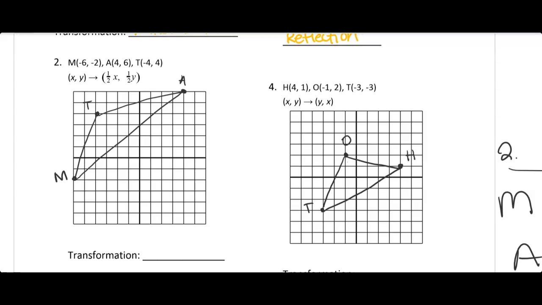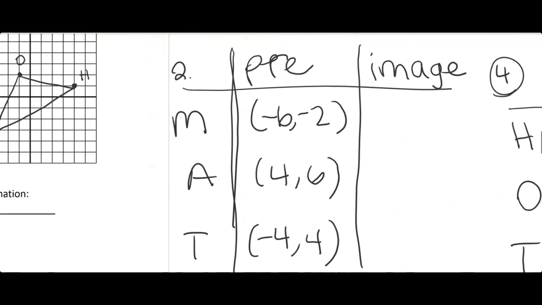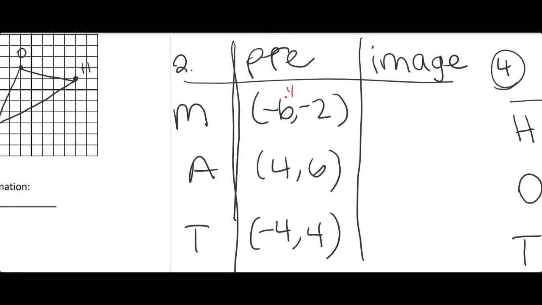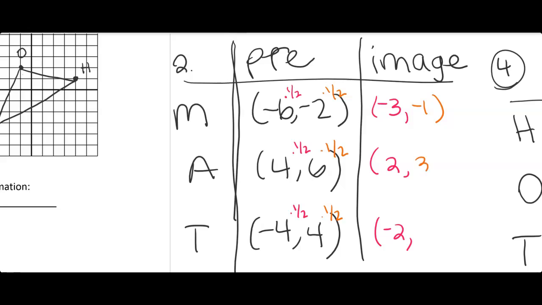Looking at number 2, we see that our rule tells us to half the x and half the y. So I made a little table over here for that one as well. So we're just going to multiply by 1/2 to all of the x's, and we'll get -3, 2, and -2. And then we're going to multiply by 1/2 to all of the y's as well. Remember that multiplying by 1/2 is the same as dividing by 2. So we get -1, 3, and 2.